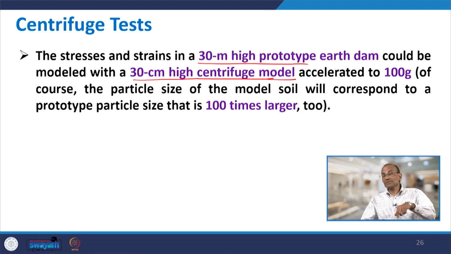And this model, which is 1 by 100 of the original prototype, is accelerated to a very high speed, which is called 100 g. In this case, when the same model, which is of 30 centimeter, undergoes the field of 100 g, then the level of stress and strain in the model and prototype is the same. So, that is the idea here in centrifuge modeling.